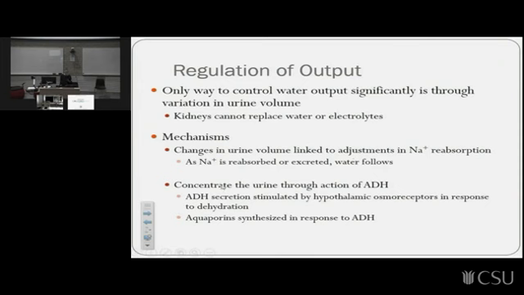So the concentration of urine is done through the action of the antidiuretic hormone, where antidiuretic hormone controls water output outside of the sodium changes. So essentially they work independently of each other. The antidiuretic hormone secretion is stimulated by the hypothalamic osmoreceptors, the sensors in your brain that tell you that your blood volume is low, blood pressure is dropping, and this happens in response to dehydration.